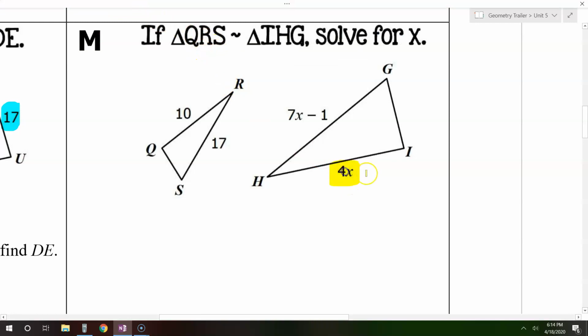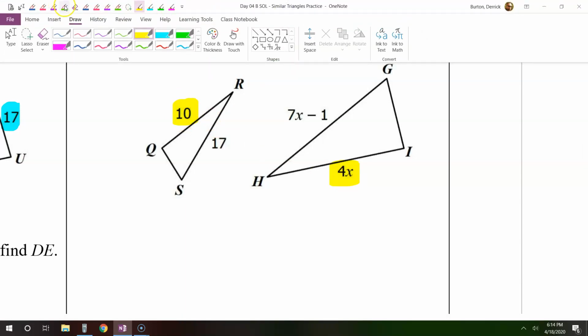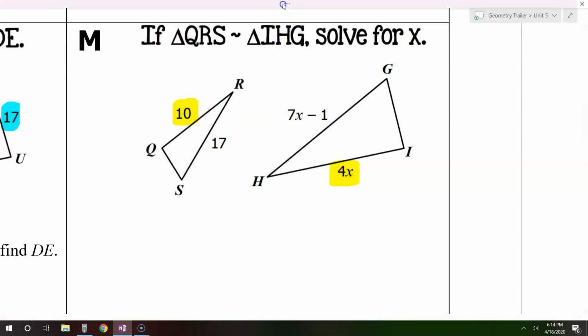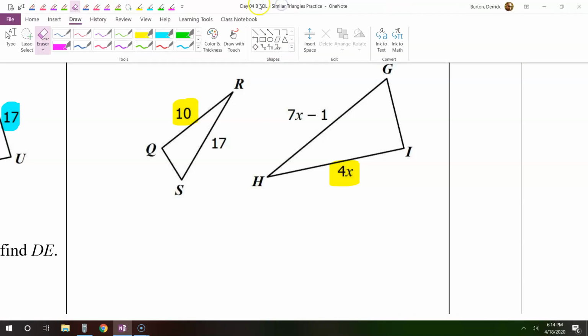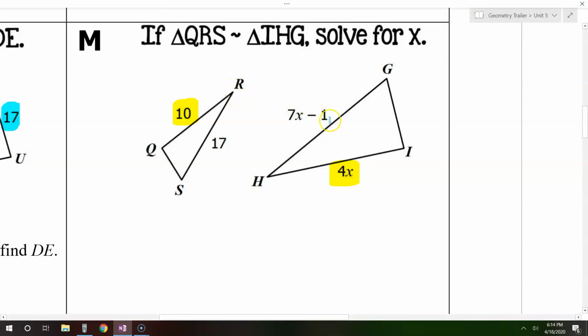So, look at this 4x. That's HI. HI is right here. That's going to correspond with QR. So, 4x and 10 are corresponding sides. Now the 7x minus 1. That's HG. Here's HG. That corresponds with RS. Here's RS. These are corresponding.